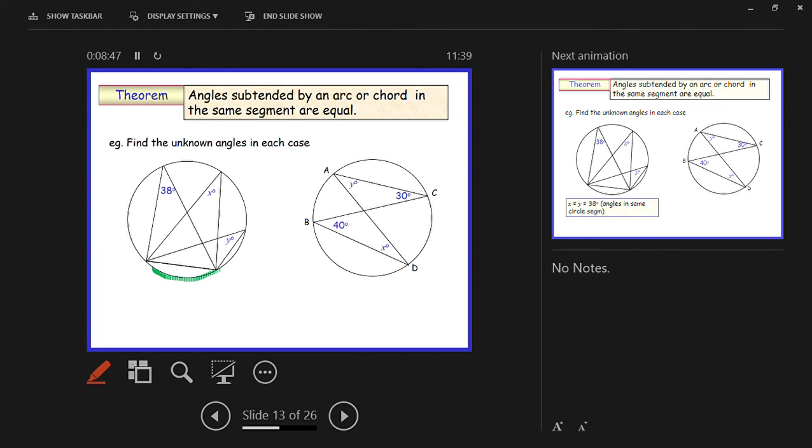Hoekom gee hy altyd homself uit? Anyway, julle kry die idee. Hy gaan net vinnig weg weer. Daarso sien julle hom? Cool, want hy gaan nou weer weggaan. They're subtended by the same bow. In other words, x must also be equal to 38 degrees en jou rede sal wees hoeke in dieselfde segment.